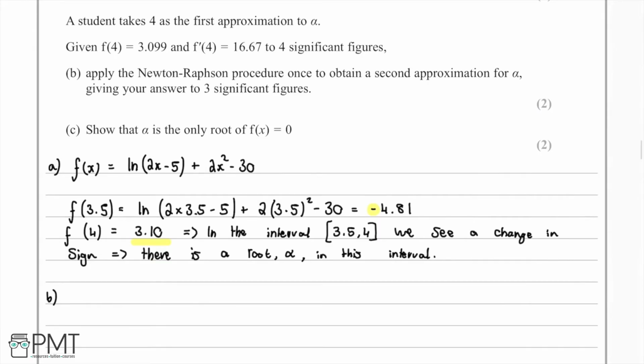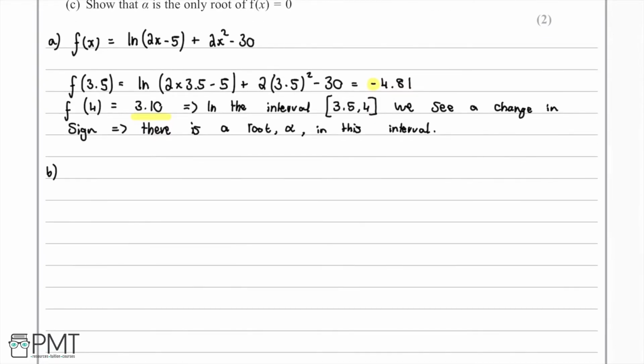So our first thing to recall is, what is the Newton-Raphson formula? You may remember that the Newton-Raphson formula is x of n plus 1 is equal to x of n, so our starting point, and we subtract f of x of n, and we divide that by f dash of x of n. So this is important. This is the formula which we're going to use.